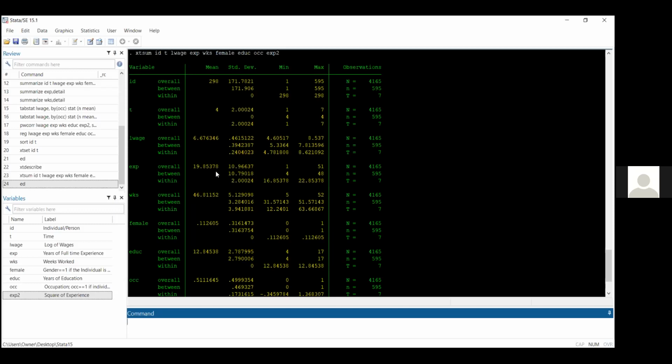Experience varies more. There is higher variation between individuals in terms of experience compared to within, and there is almost no variation within the person, because experience has very little variation over time.